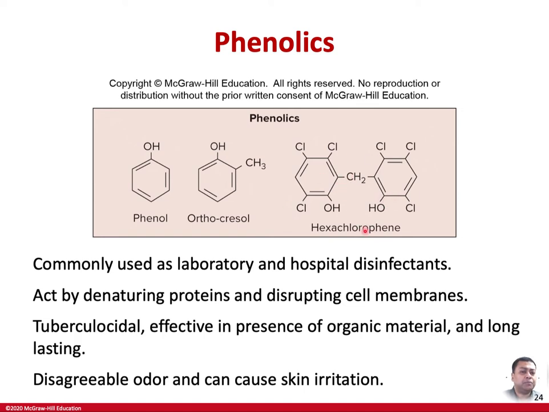by a CH2. So this was first discovered by Joseph Lister. He didn't discover the phenol, but he first identified that phenol is a great disinfecting agent. And still today, the mouthwash Listerine is named after Joseph Lister. So these are commonly used in the laboratory and as hospital disinfectants, and they act by denaturing protein and disrupting the cell membranes. That's their target.